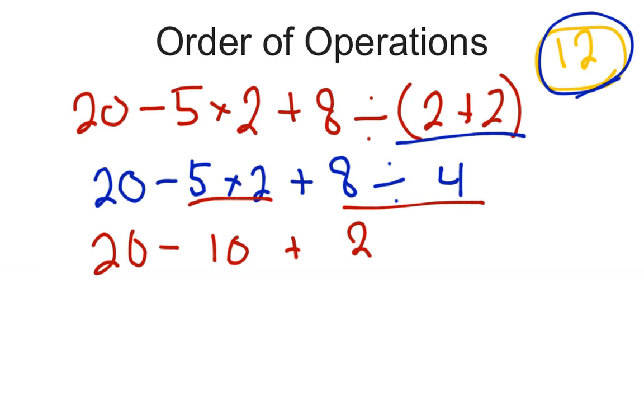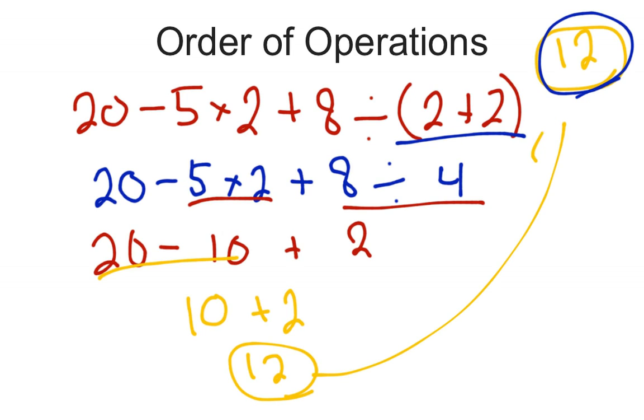There's a subtraction and an addition, and so that brings me to Aunt Sally. Again, adding and subtracting should be done at the same time, working from left to right. So the first step that I'm going to do here is the 20 minus 10, which is going to give me 10. And then finally we have the plus 2, which gives us 12. And as I promised in the beginning, that should be our answer.